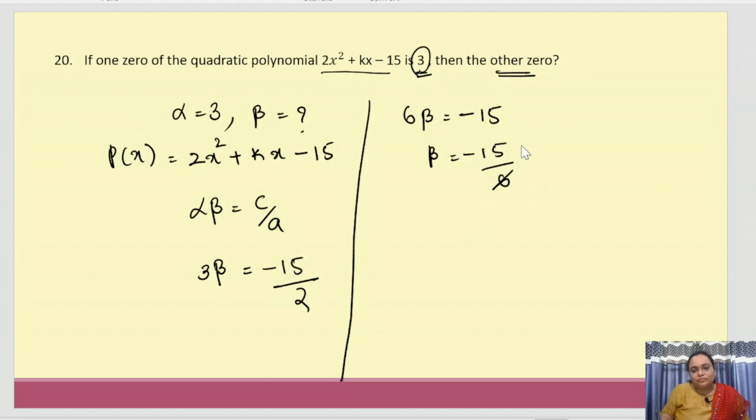This is 3 twos, 3 fives. So you will get beta is equal to minus 5 by 2. Okay, so the other zero is minus 5 by 2.